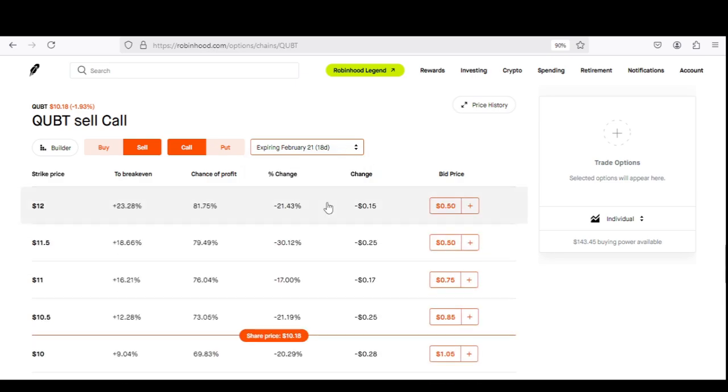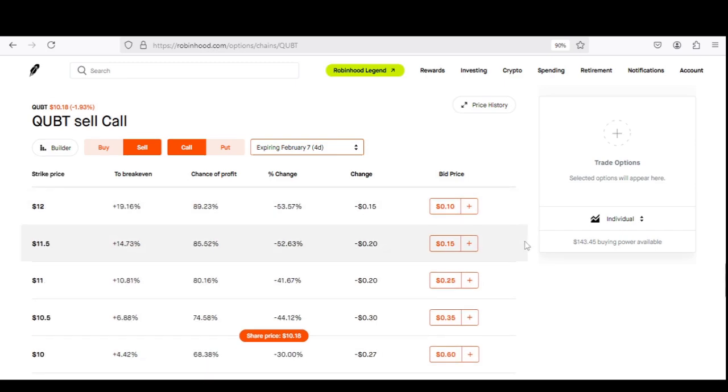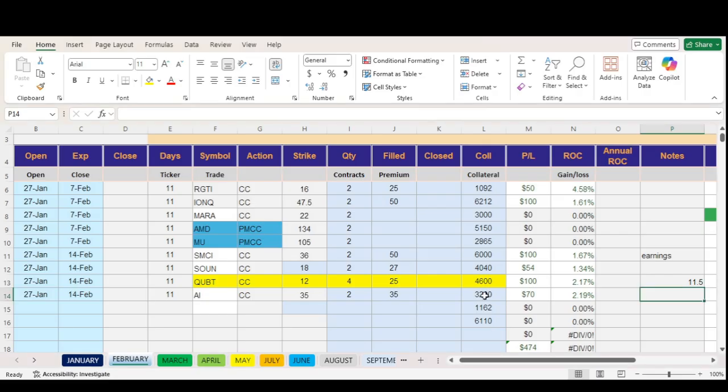However, with this strategy, you're going to be giving the buyer more and more time. So let's go ahead and go back to February 7th. Now, I'm going to show you how to sell your covered calls below your average cost. So let's go back to the dashboard right now.